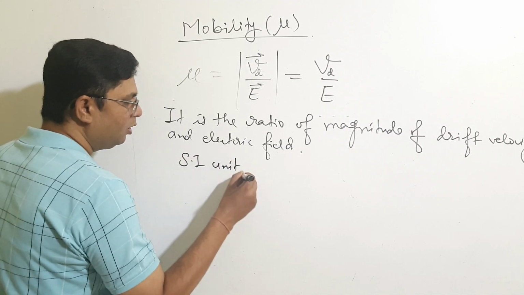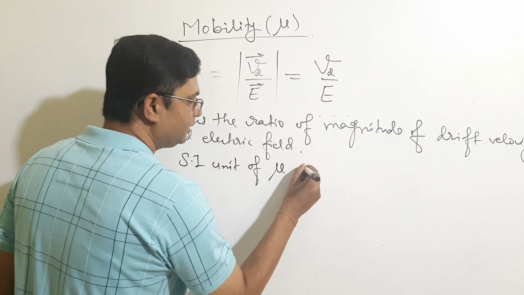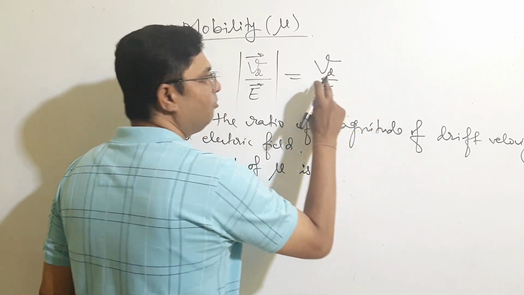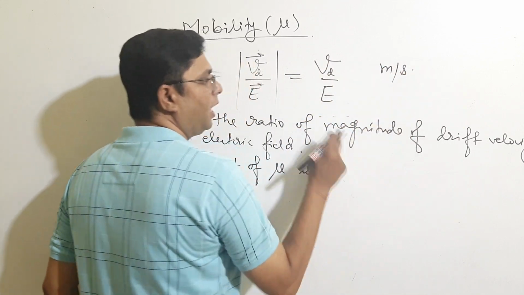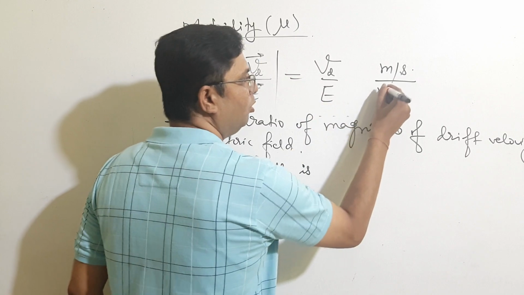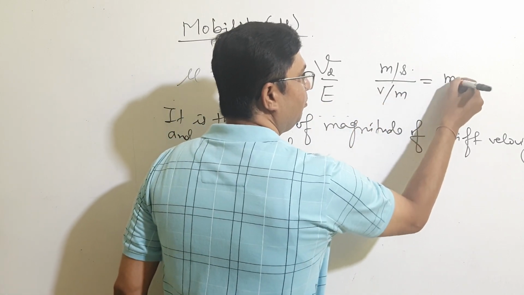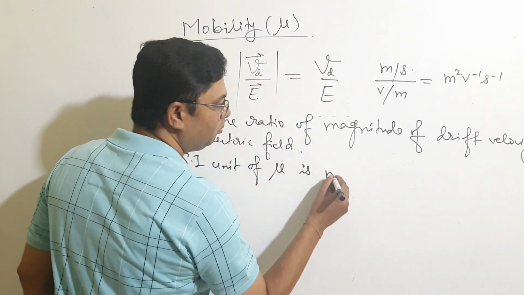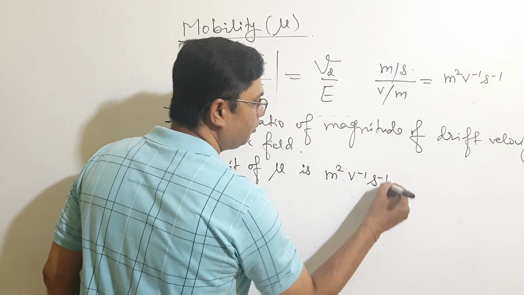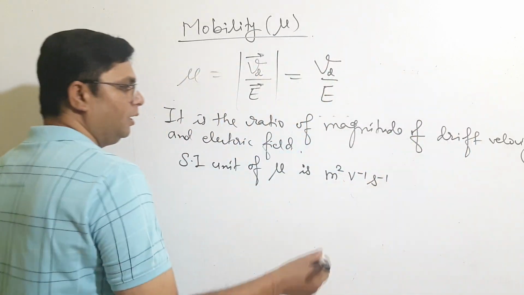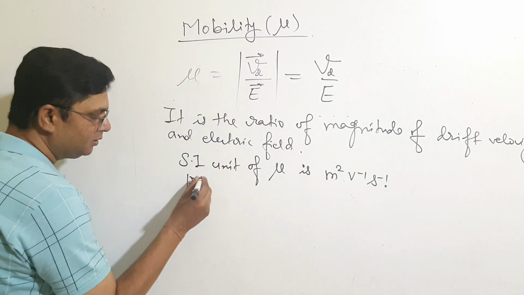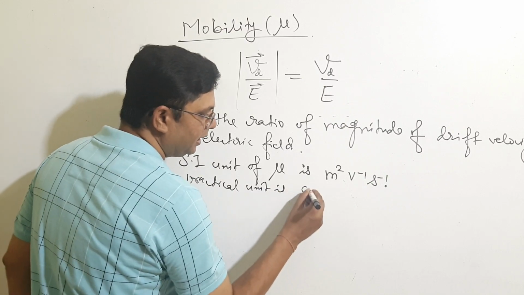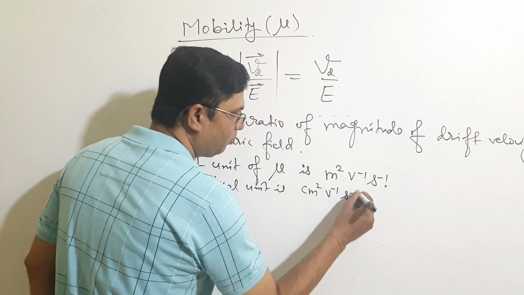The SI unit of mobility: for Vd you have meter per second, and for E, the electric field, you have volt per meter. So this gives you meter square per volt per second. So the SI unit is meter square per volt per second. And the practical unit is centimeter square per volt per second.